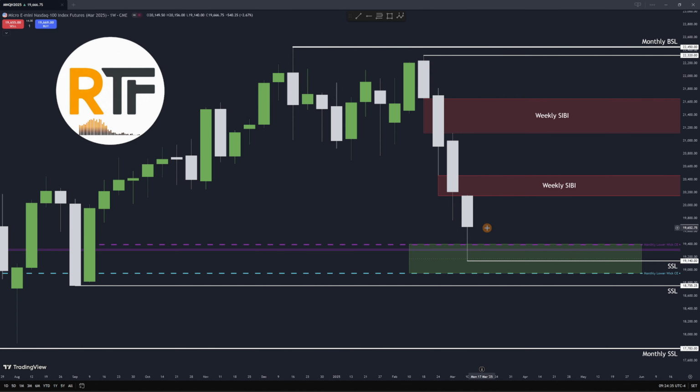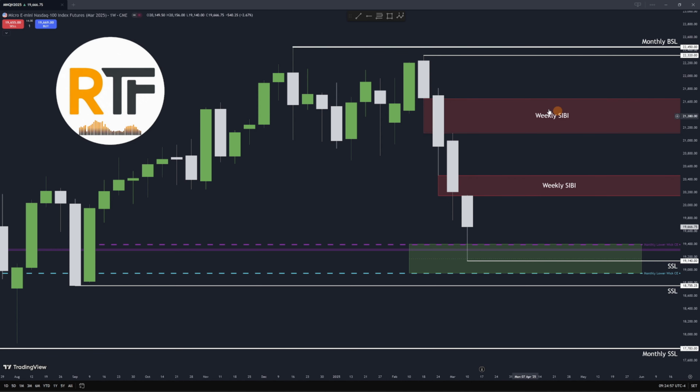So now I'm looking, same as for S&P, for price to do some retracement before looking for any kind of sell side targets. I mean, these sell side targets may get hit eventually, but right now I'm looking towards the upside, and the only thing I see right now is this weekly SIBI. I'm looking for price to trade up to it, and then we also have a weekly volume imbalance in the lower portion of that SIBI.